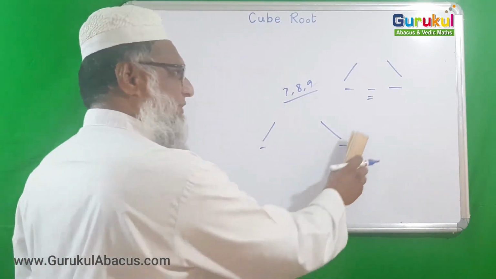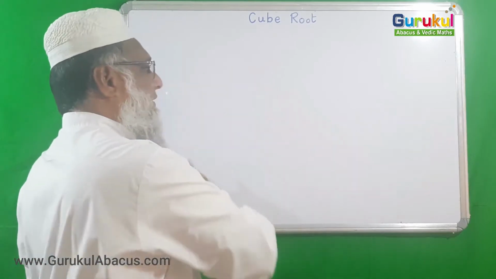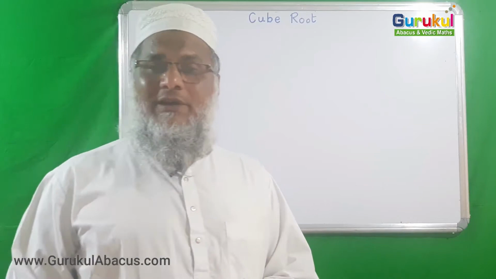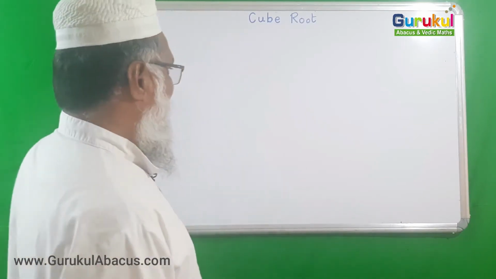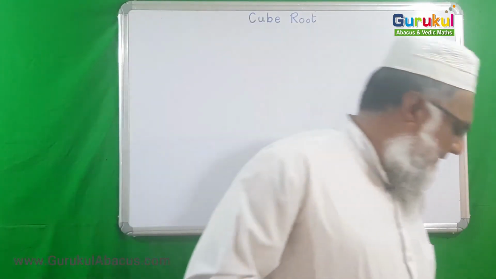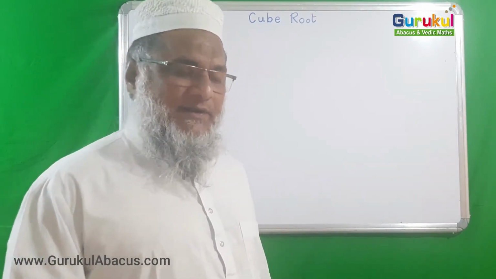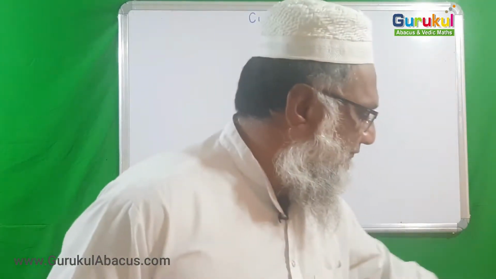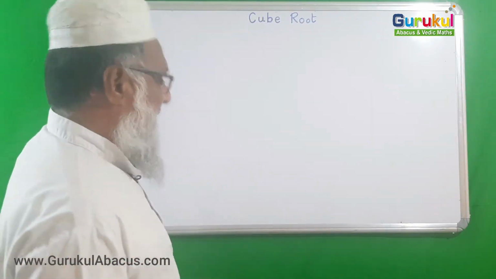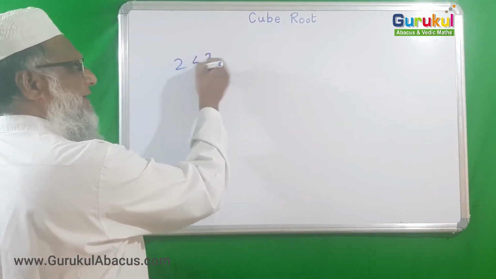Before that, something different I want to tell you. What will we use to find the middle digit? For that, firstly I want to tell you, just visualize any 3 digit number. For example, suppose it is 243.